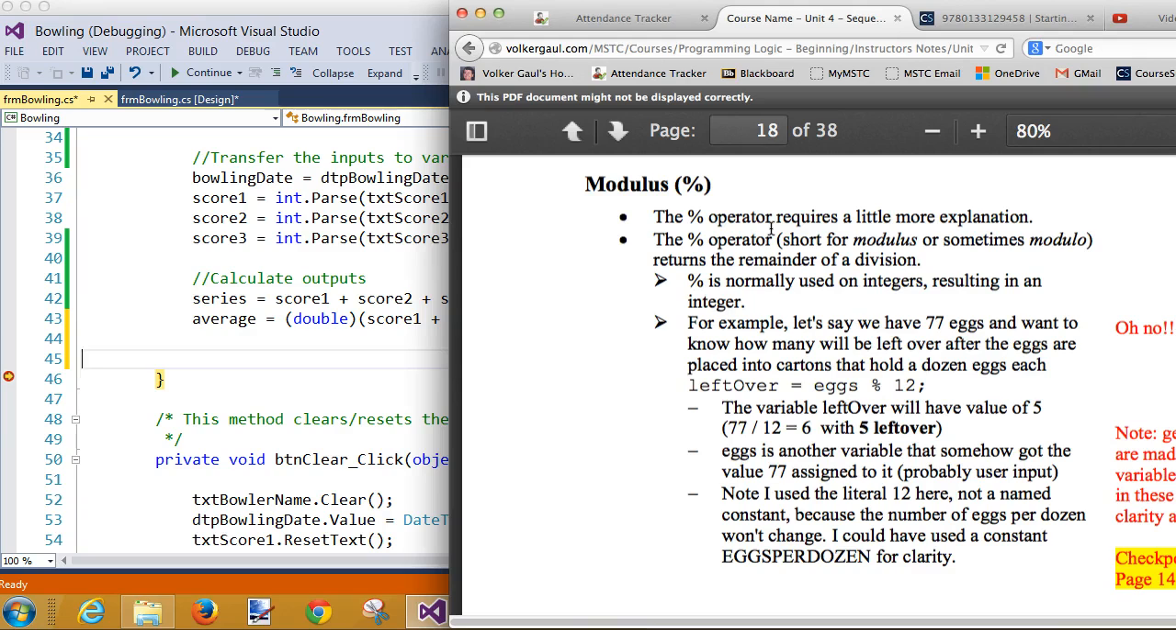I lied. One more. 1, 2, 3, 4, 5, 6, 7 divided by 1, 2, 3, 4, 5, 6, 7, 8. This number's bigger, right? How many times does it go into this little number? None. What's left over? That one. You can remember that. Simplifies a couple of equations.